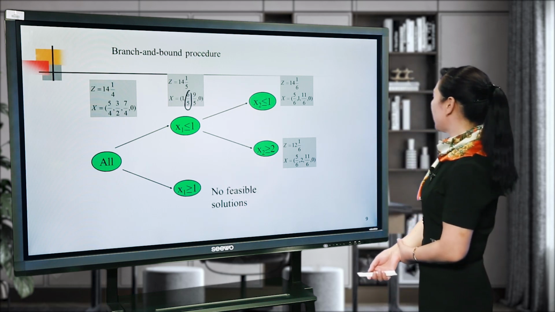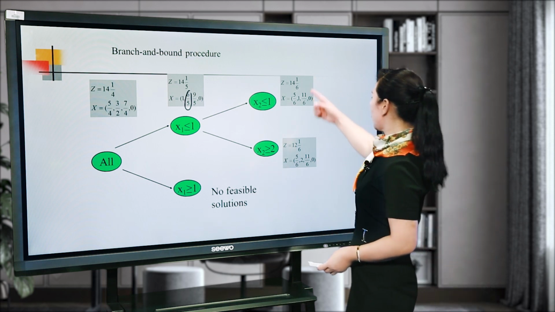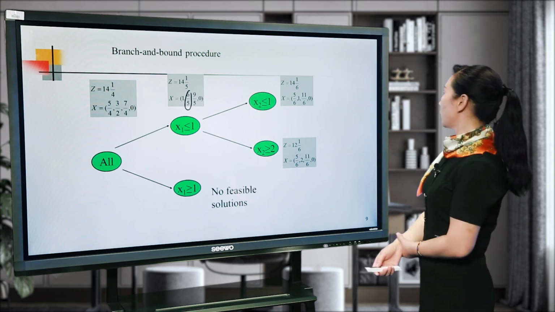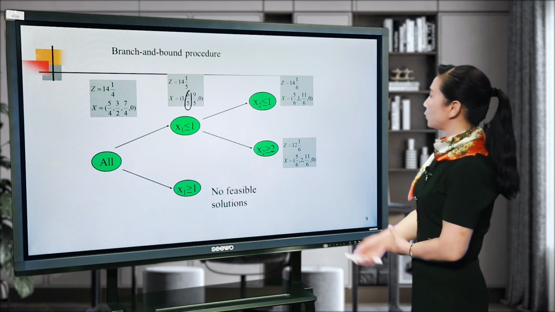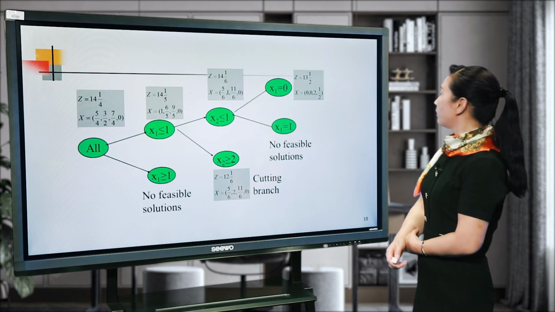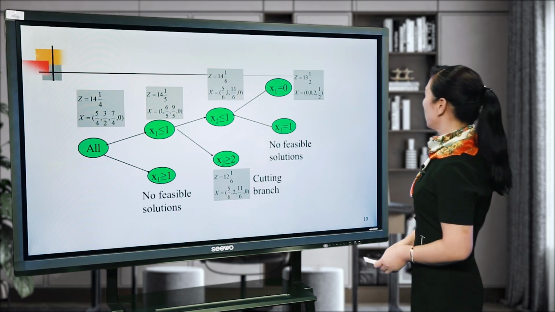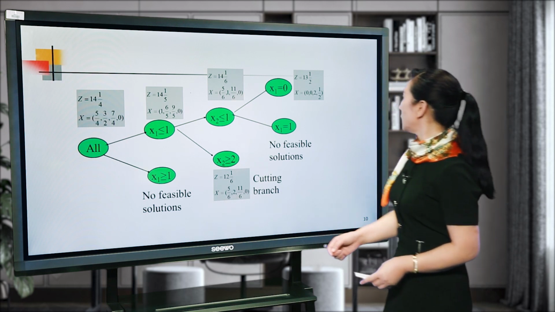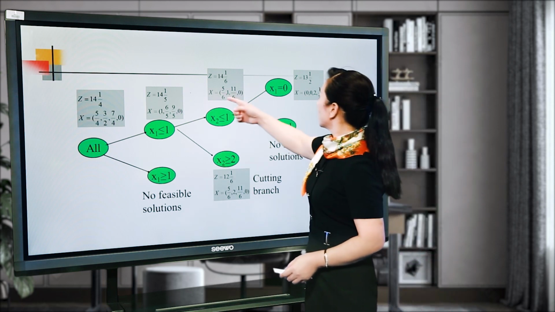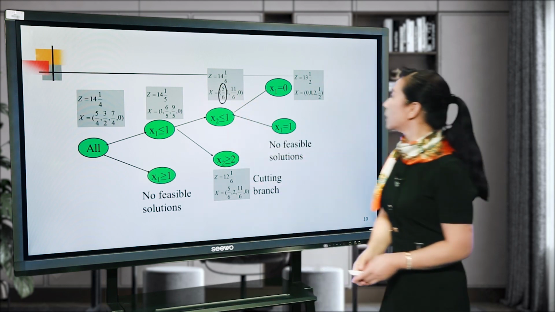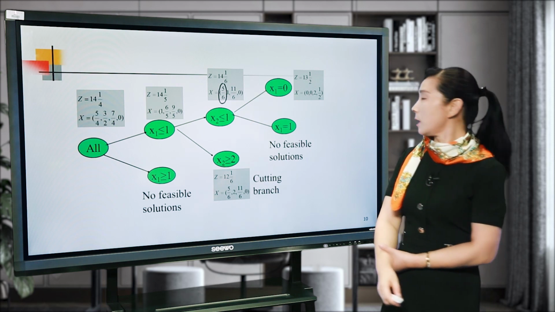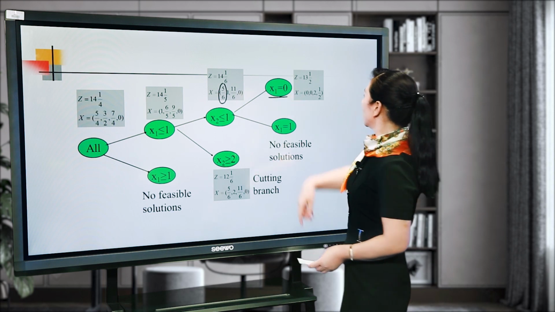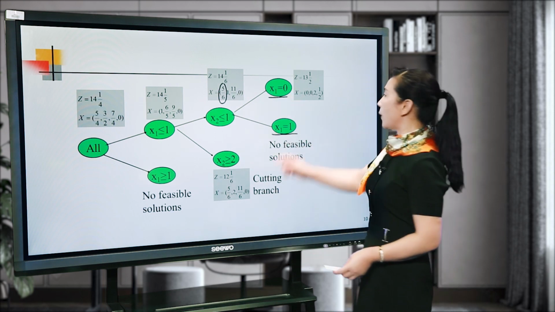We notice that these two subproblems do not meet the requirements, so we continue to branch. We note that in this optimal solution, x1 is greater than 0 and less than 1, and we set x1 equal to 0 and x1 equal to 1.